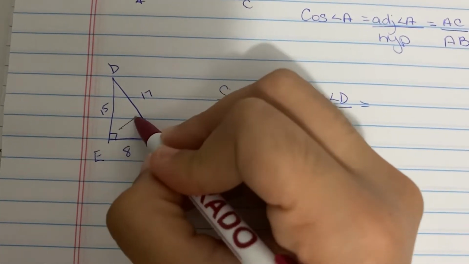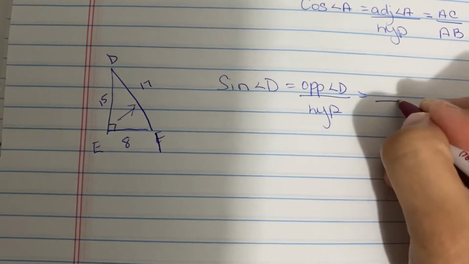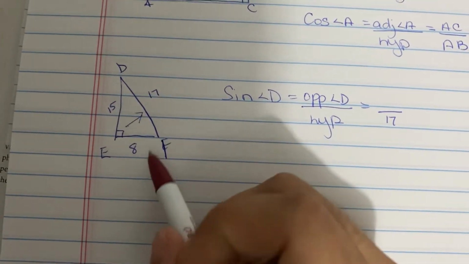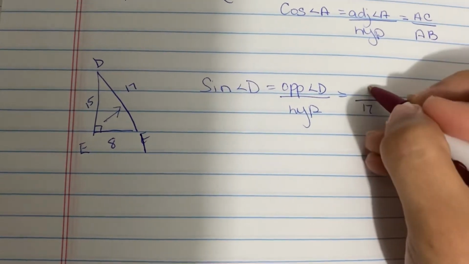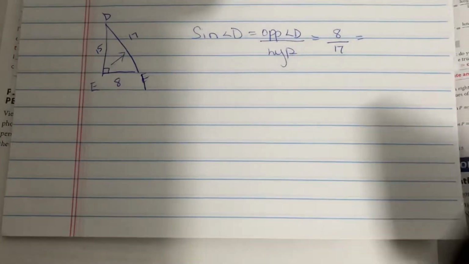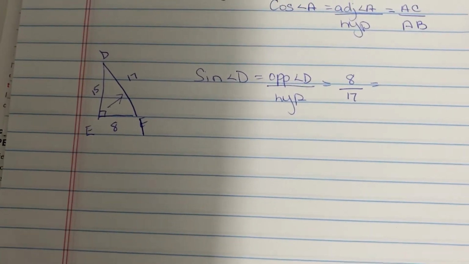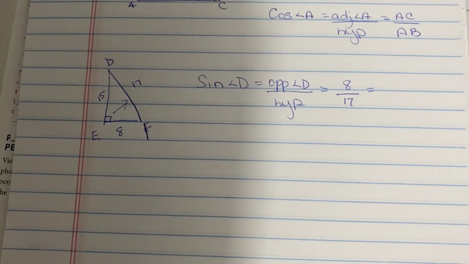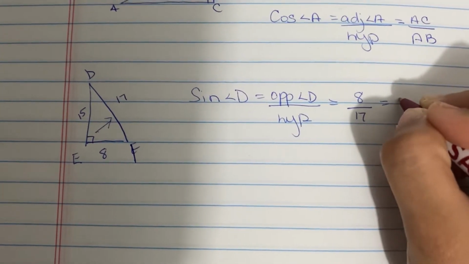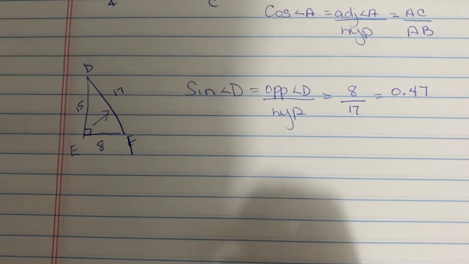I already know my hypotenuse, the opposite to the 90-degree angle. So that is 17. And my opposite of angle D is EF, which is 8. So I divide. Let me look for the calculator. I divide 8 over 17, which is equal to 0.47, rounded to the nearest hundredth.